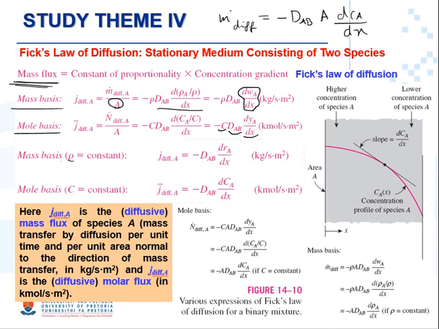For mass base, if the density is constant, of course the mass flux can be written differently, the same as molar base when the concentration is constant. Okay?